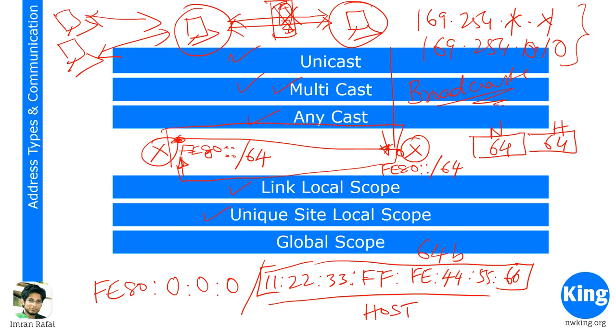Next we have the unique site local scope. Now unique site local scope can be compared to our private IP address. We had a private IP address 192.168.1.1, right? Private IP address and public IP address. The reason we needed private IP and public IP was because of the invention of a technology called NAT, like we discussed. Unique site local scope is a scope that gives a private IP address.